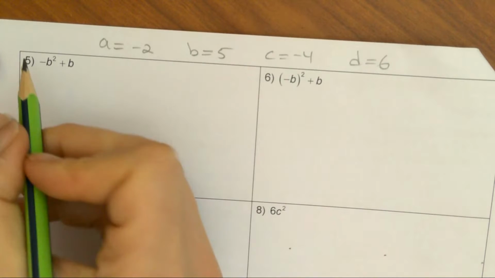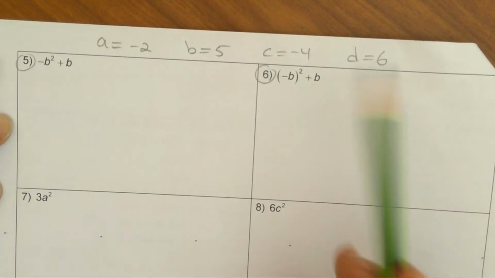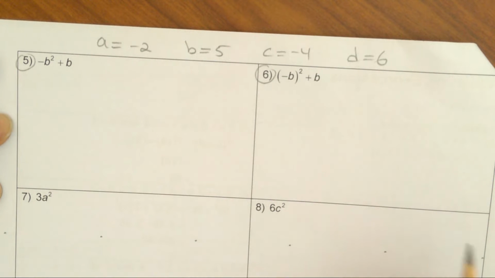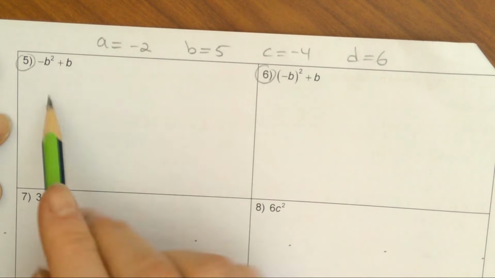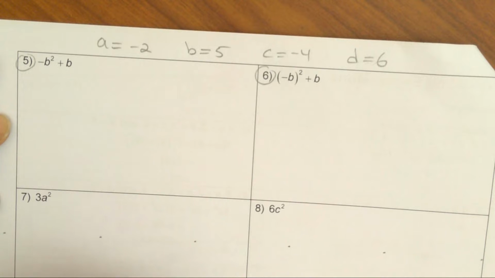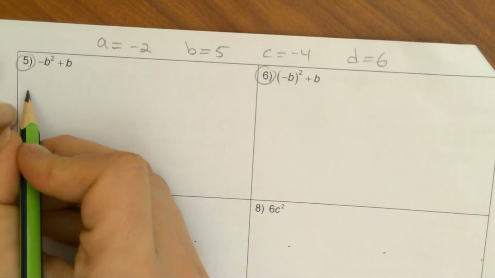So I'm going to do 5 and 6 at the same time because they're so close. They're the same, except this one has brackets around the -b and this one doesn't have brackets. So we're going to see how different the answers are because of these brackets. So you have to be very careful. Wherever we have the letter, the variable, I'm going to put brackets.